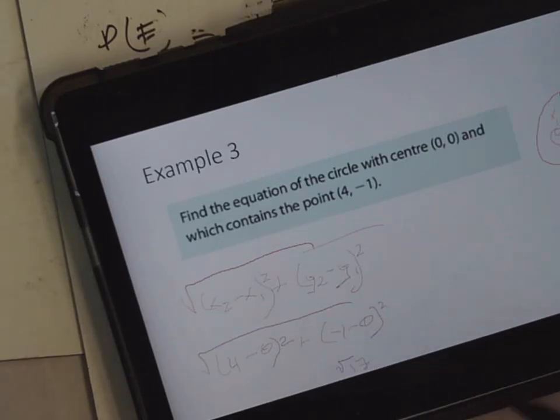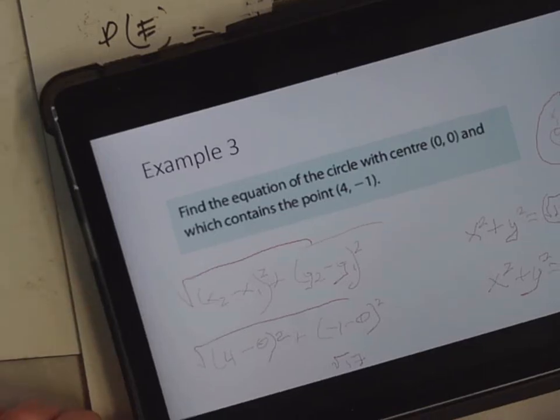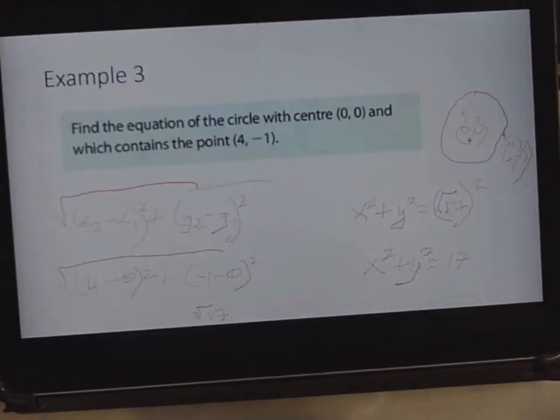And then the question was to find the equation of a circle. So it's x squared plus y squared equals r squared. So x squared plus y squared equals root 17 squared, and root 17 squared is just 17. X squared plus y squared equals 17. Happy? Still easy? Remember, what two things do you need to find the equation of a circle? Centre and radius. Keep that in your head, because they get really hard really quickly.